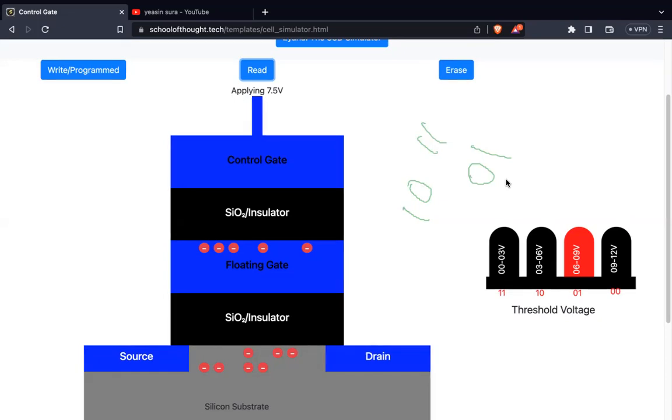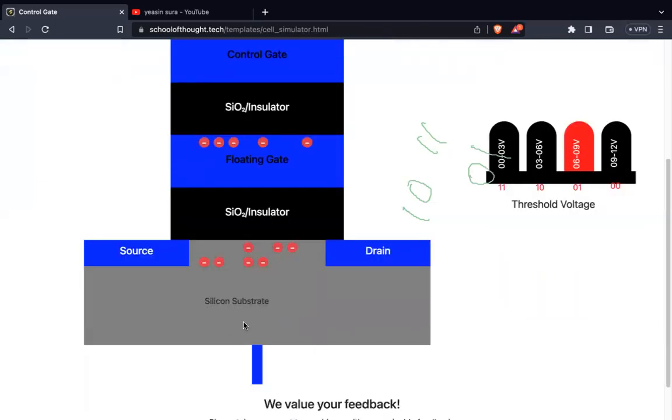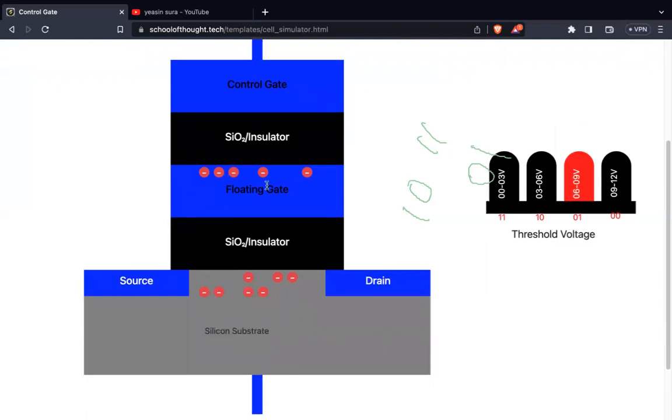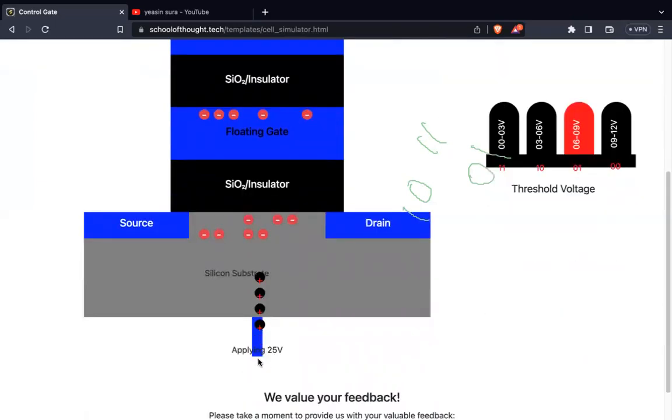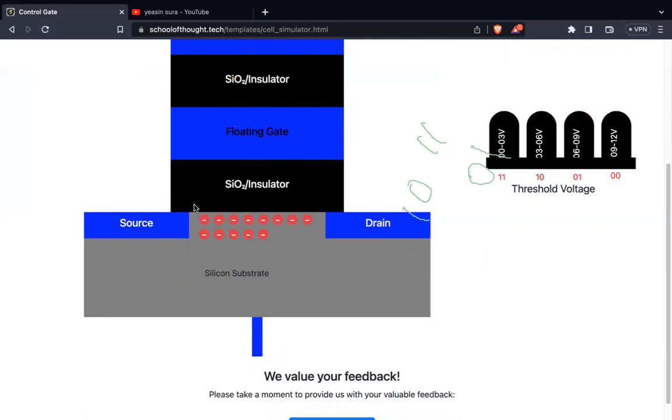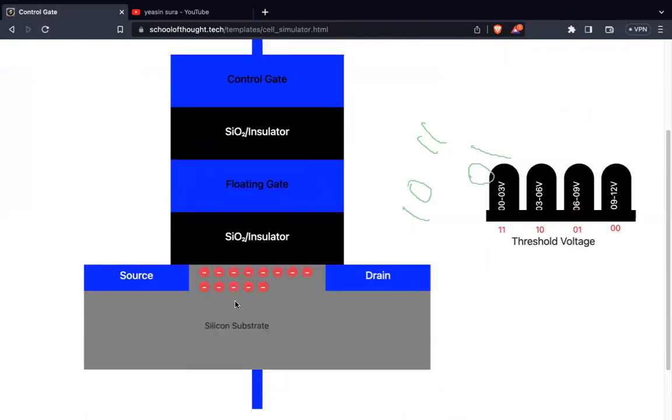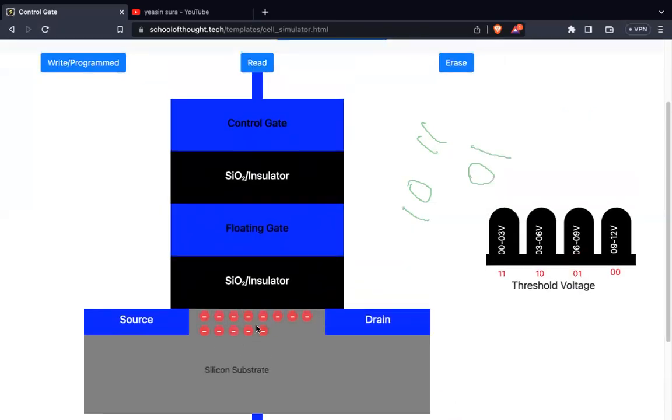Now come to the point: when we click on erase button, what happens? When we click on erase button, a high voltage will be applied on the silicon substrate, and all the electron from floating gate will come down to the silicon substrate. Let's see that as well. When we click on that button, a high voltage will be applied in the silicon substrate, and electron will start to move from floating gate to silicon substrate again. So it will come to that state again.